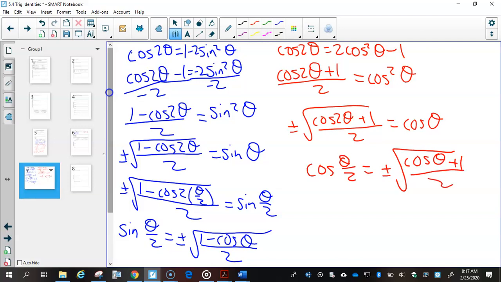Wait, why is it cosine? Can you repeat that last step that you just did? You should change all of your thetas to thetas over 2. Oh, okay.